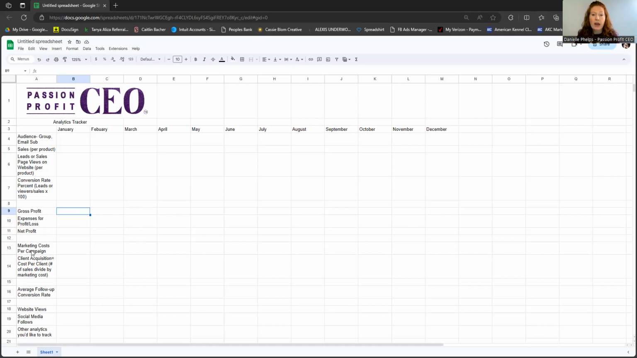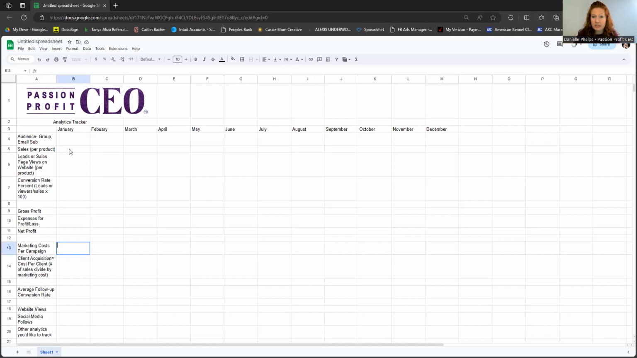So for example, if I am launching Passion Profit Accelerator, my 3-month program to help you accelerate your profits, and you're going to be working with me one-to-one, if I launch a campaign for that, so let's say I run ads to that specific offer, I would want to note how much money I'm spending on those ads for that launch. That way I can get that client acquisition and understand how much money I am spending per client.